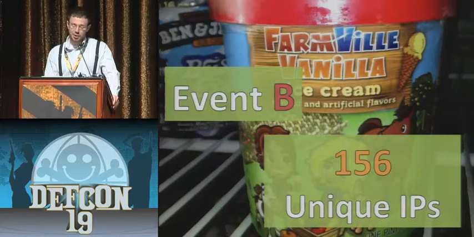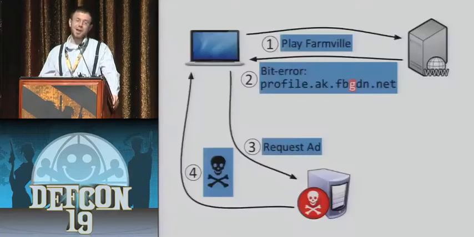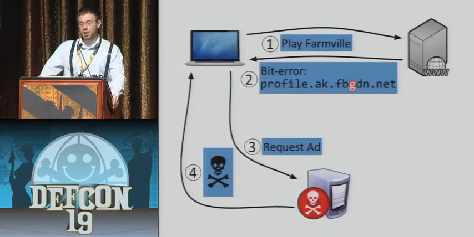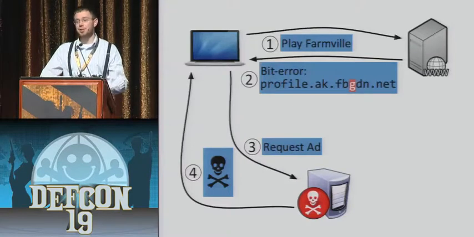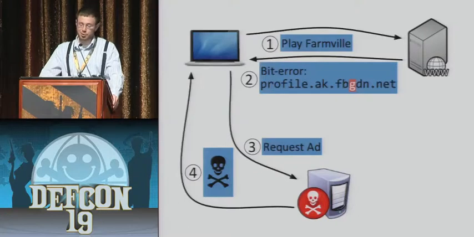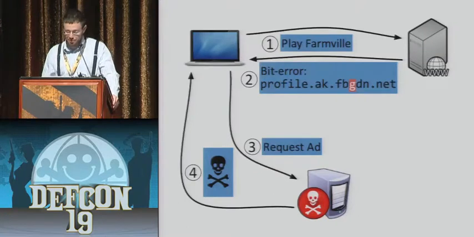The reasoning behind it was pretty much the same, except the bit error here was different. You would play Farmville, and a bit error changes fbcdn.net to fbgdn.net. Once again, this bit error gets cached somewhere in the Farmville cache, gets served up to 130 different people who request ads from me. And of course, you don't have to send them ads. I chose to send 404s, but there's no reason somebody malicious couldn't send them some choice JavaScript. And that's it for event B.